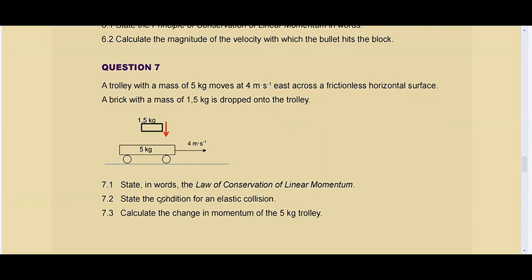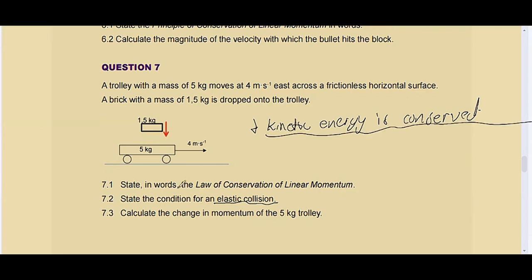So 7.2 says state the condition for an elastic collision. Now, with an elastic collision, we know that the kinetic energy is conserved. We know that the kinetic energy is conserved. 7.3 says calculate the change in momentum of the 5 kg trolley.